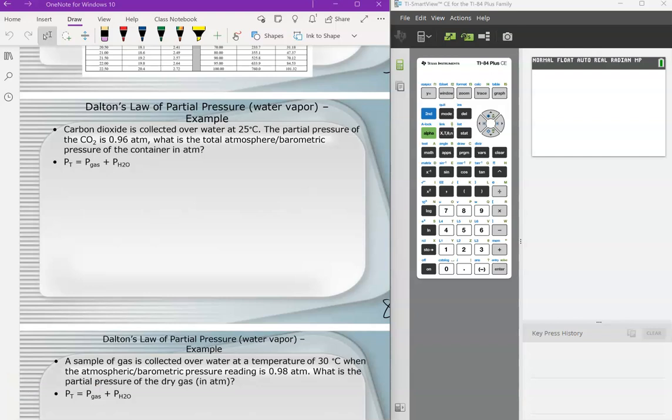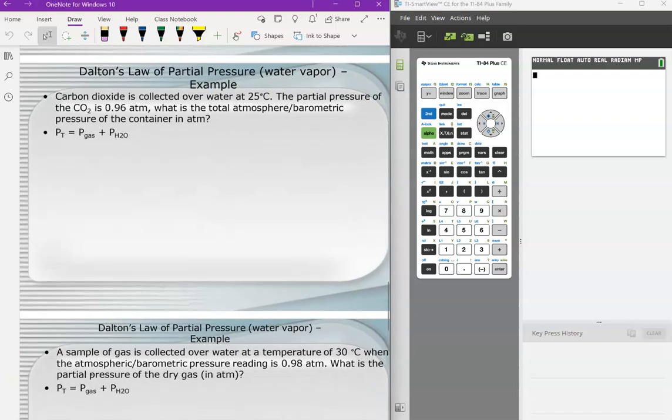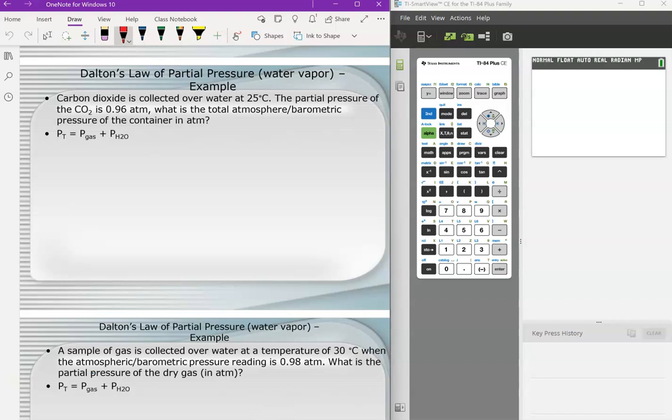In this video, I'm going to go over how to do calculations using Dalton's law of partial pressure when a gas is collected over water. So for this question, it says carbon dioxide is collected over water at 25 degrees Celsius. The partial pressure of the carbon dioxide is 0.96 atm. What is the total atmospheric or barometric pressure of the container in atm?